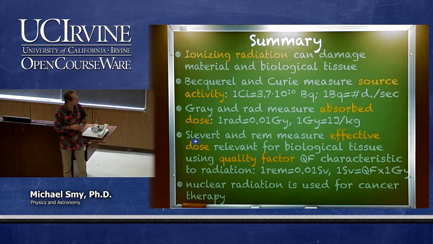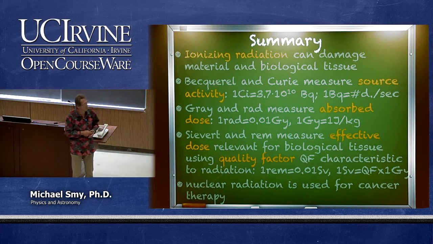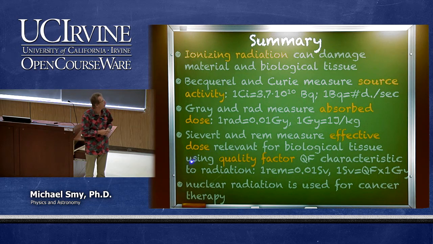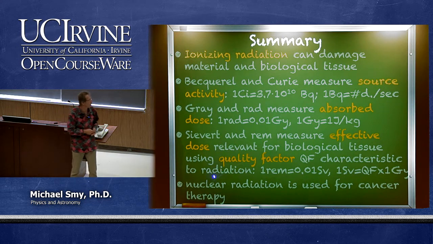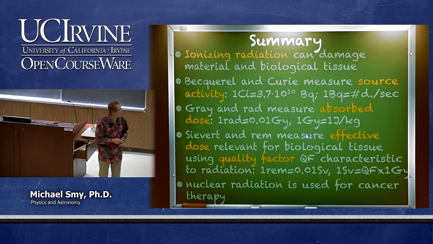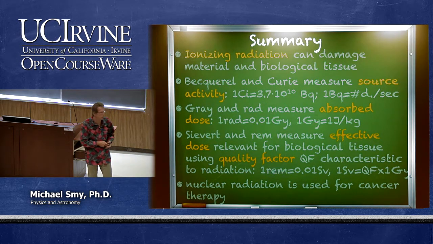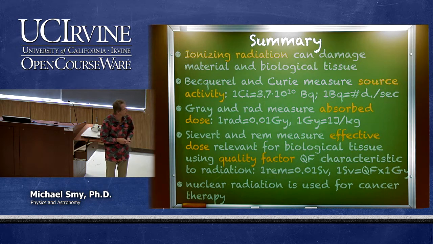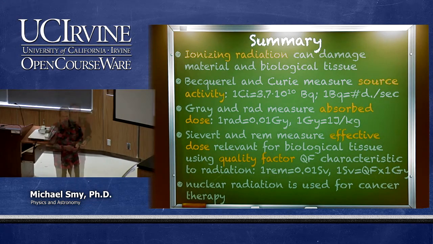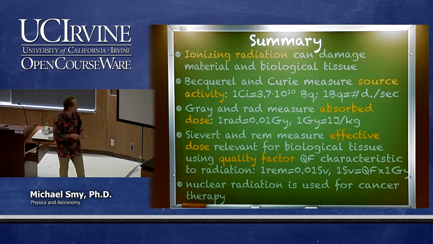And finally, for biological damage, what is most relevant is the effective dose, since different types of radiation damage biological tissue in different ways. And so one multiplies the absorbed dose by a quality factor, which depends on the type of radiation. And the unit then is rem, or sievert. Rem stands for Röntgen equivalent man. 1 rem is 0.01 sievert. 1 sievert is the quality factor times 1 gray. An effective dose of 10 sieverts is usually a death sentence.